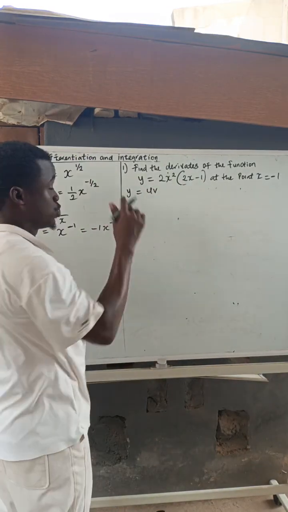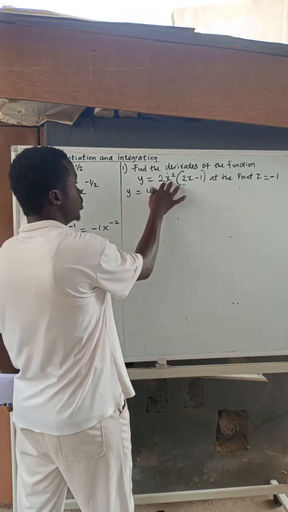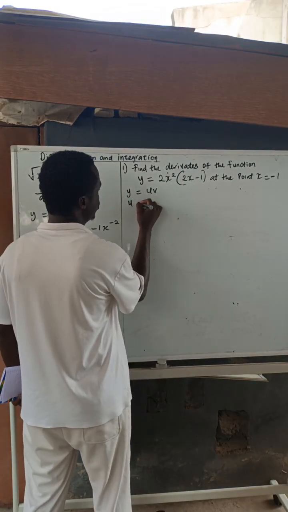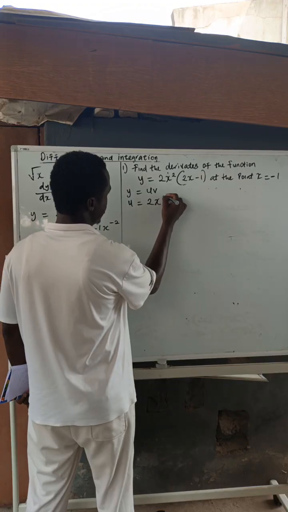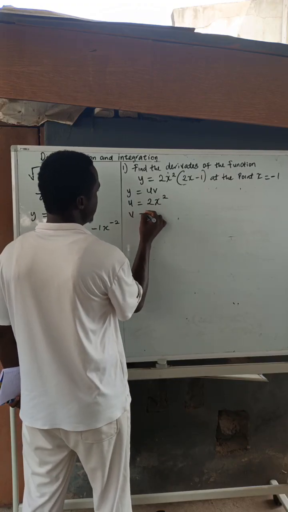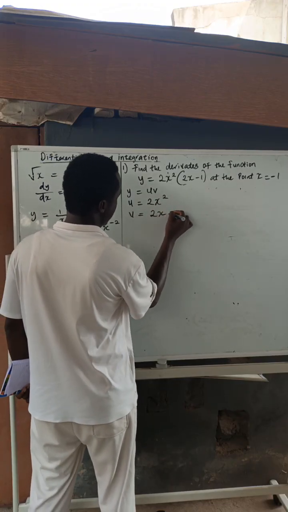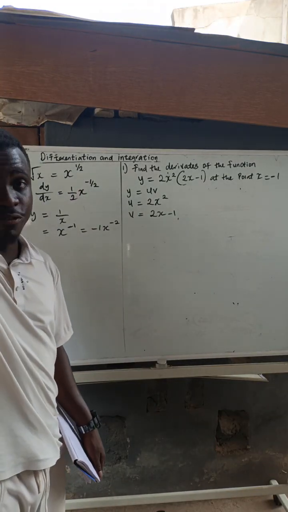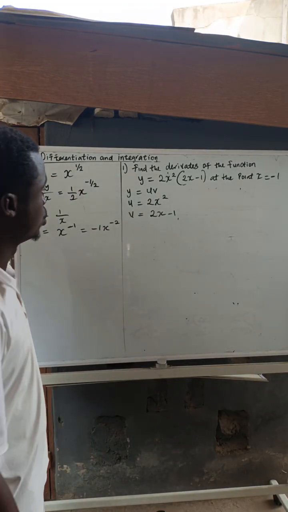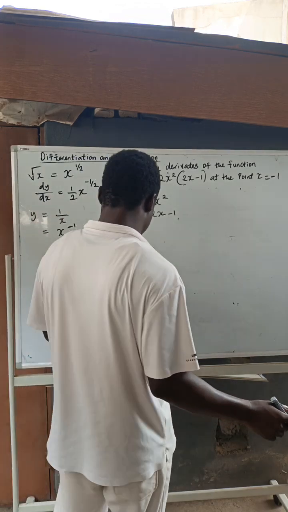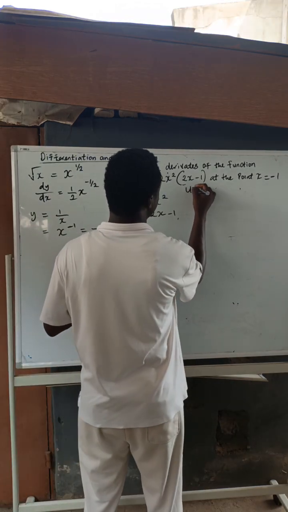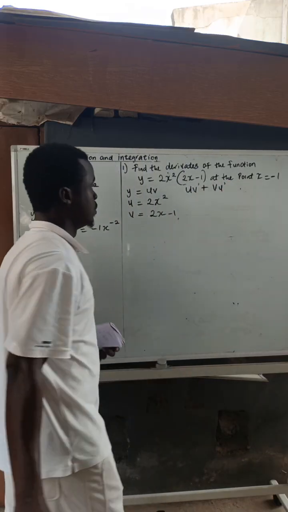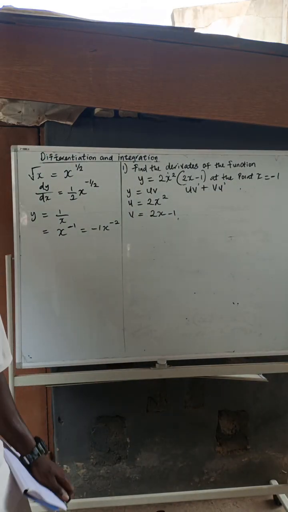And I've told you that when you're having two things like this, this is your u and this is your v. They are different variables. So my u is equals to 2x raised to the power of 2, and my v is equals to 2x minus 1. Don't forget that the formula for the product rule is uv prime plus vu prime, just like my own method.